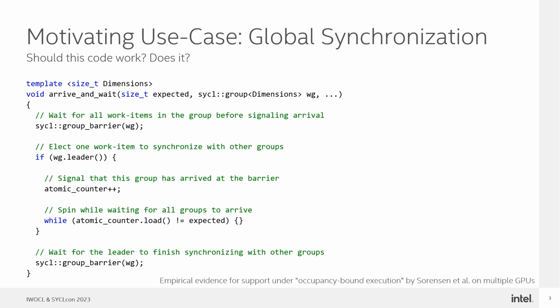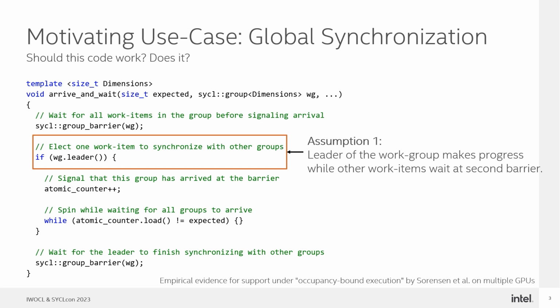So each workgroup elects one leader work item to synchronize with the leaders of the other workgroups, and all the other work items in the same group wait at a group barrier. And this code is syntactically valid, and it will compile with any existing SYCL compiler, but it isn't guaranteed to work anywhere because it makes two assumptions.